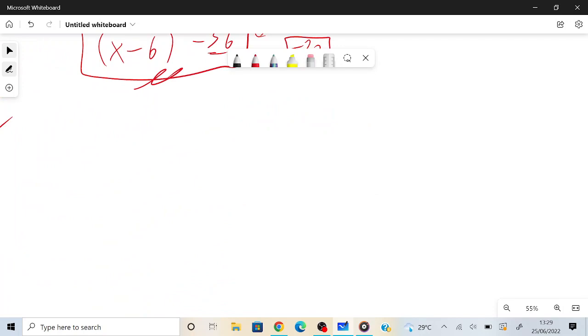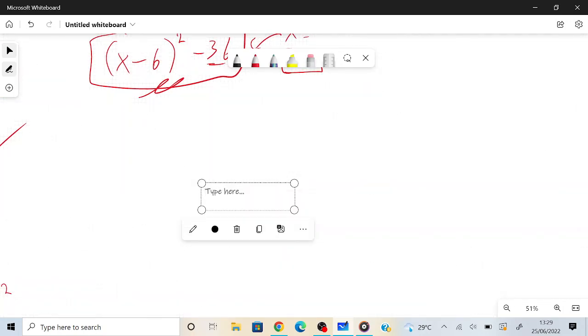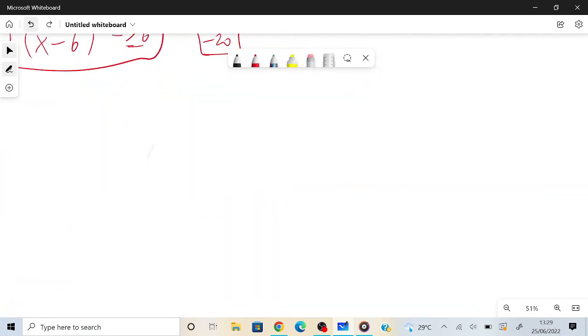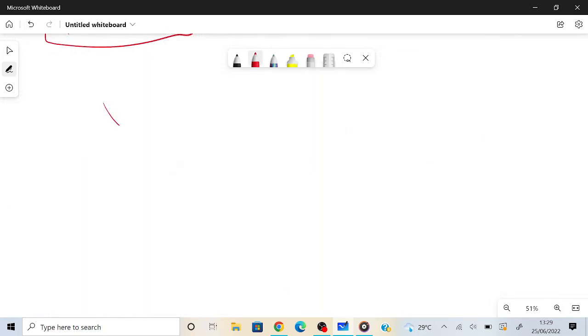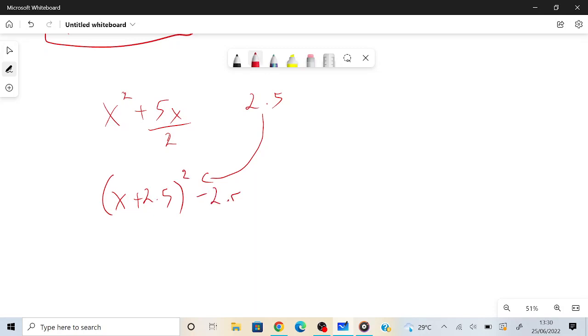Moving on to our next example. Next example says we have x squared plus 5x. Now again, first things first, divide your coefficient of x by 2. Doing that separately, we know that is equal to 2.5. So now take this 2.5 into the bracket alongside x. So we now have x plus 2.5 all squared minus 2.5 squared.